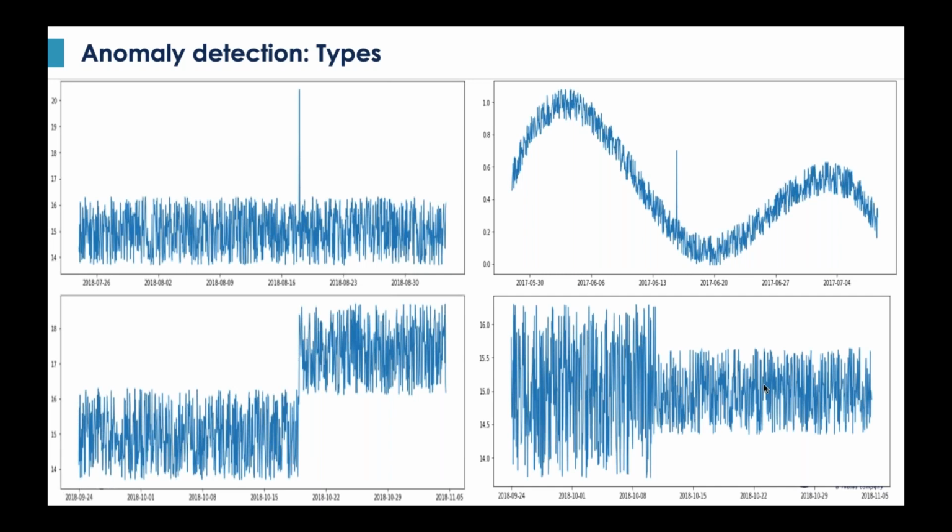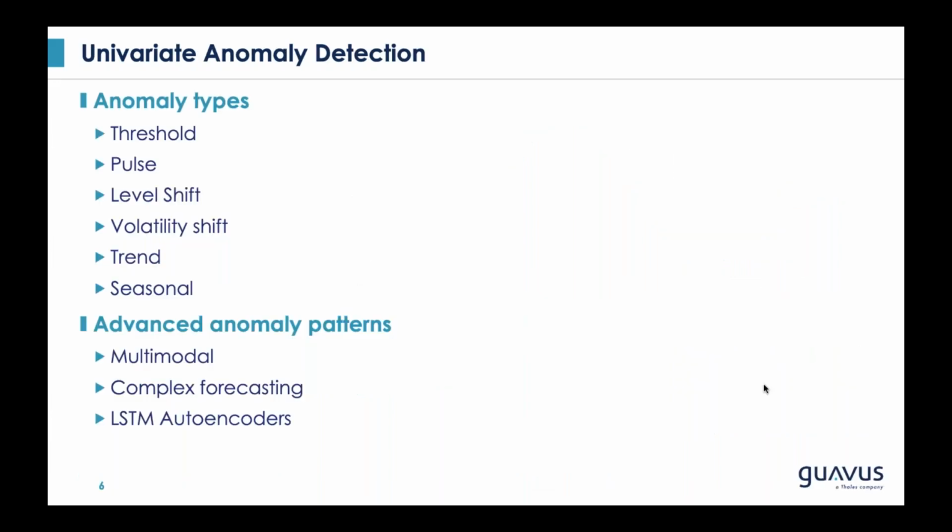So we'll define a few of these and understand how we solve these kinds of problems with the standard techniques. So the types of anomalies, we can broadly define a few of these, like threshold-based anomaly, a pulse or spike anomaly, a level shift anomaly, volatility shift anomaly, a trend change, a seasonal change. These are the standard things we usually do.